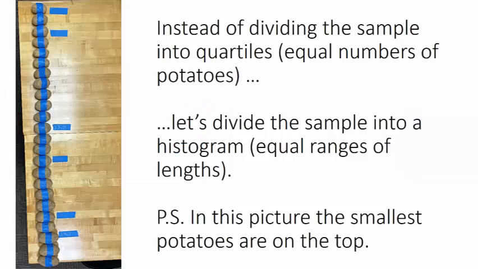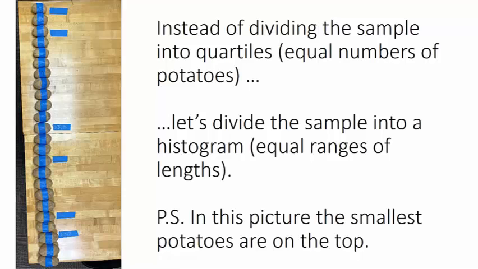So instead of dividing the sample into quartiles, or basically equal numbers of potatoes, what we're going to do is divide the sample into a histogram, and that is basically equal ranges of lengths. So in this picture, I kind of flipped it upside down.